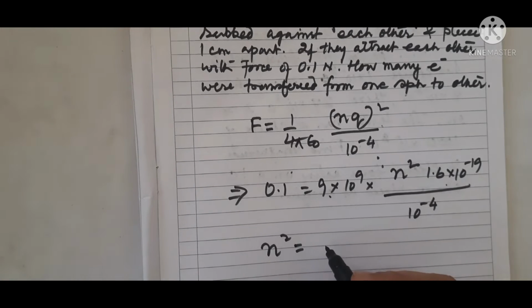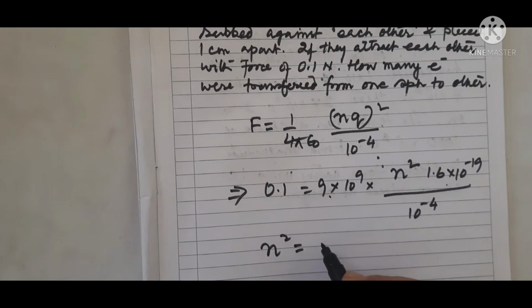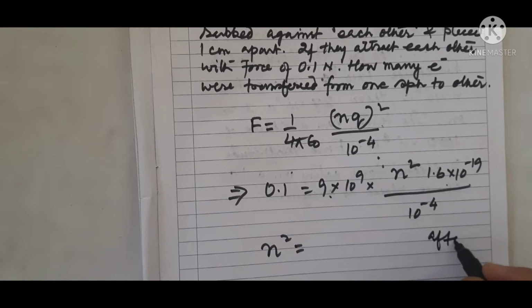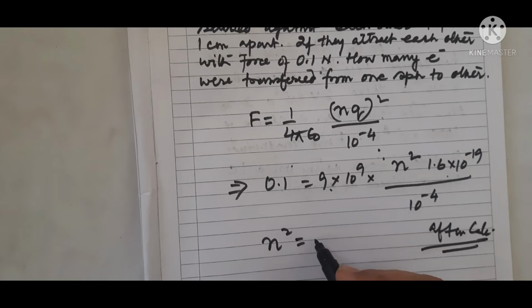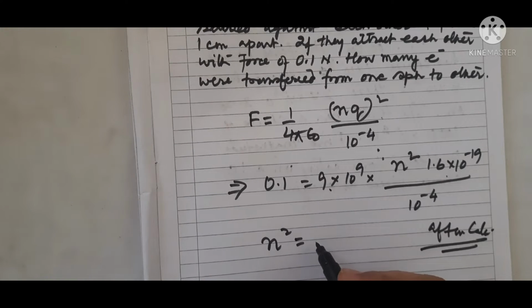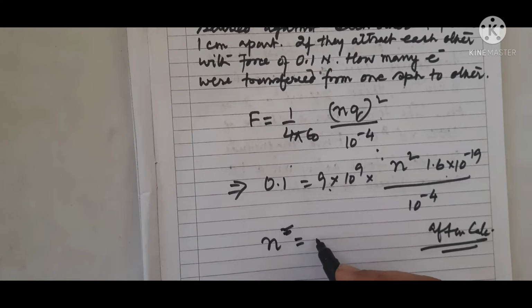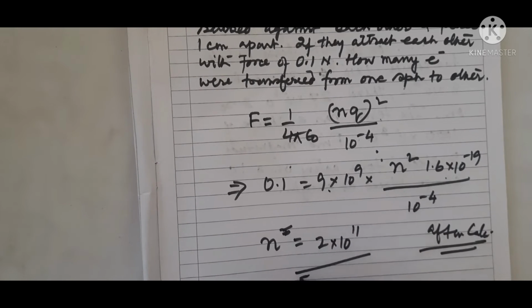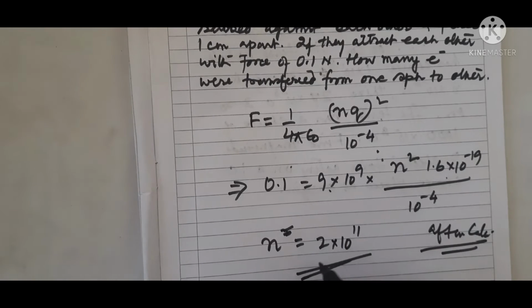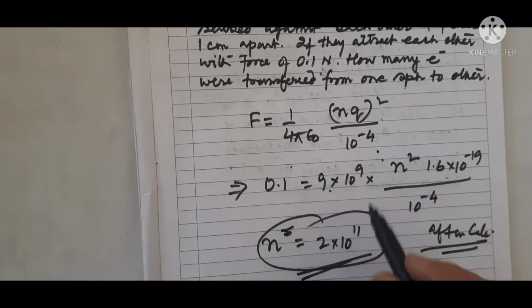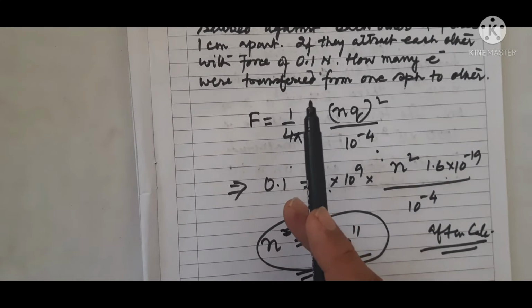After calculation you will get n square, and after taking the root, n is equal to approximately 2 into 10 to the power 11 electrons. 2 into 10 to the power 11 electrons are transferred. This many electrons transferred, then only the force will be 0.1 Newton.